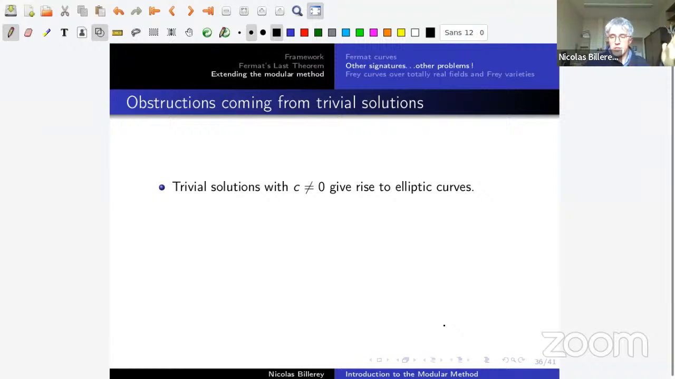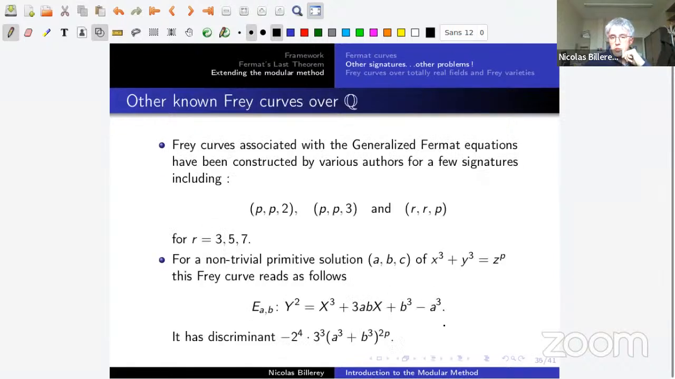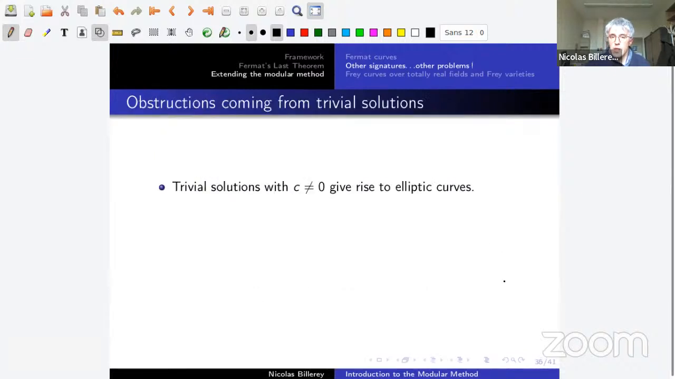And here you face another problem, which comes not from the trivial solution, but from what we call the almost solution. Let me just summarize the situation. You have trivial solutions, but look at the shape of the discriminant. The discriminant is a^3 + b^3. There is no a times b in front of that. So whenever c is different from 0, it gives rise to a non-singular curve, to an elliptic curve. If you have a trivial solution with c different from 0, like the solution (1, 0, 1), it gives rise to an elliptic curve. And that's a real obstruction.